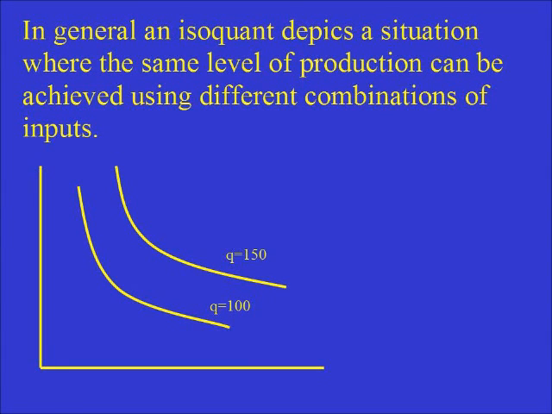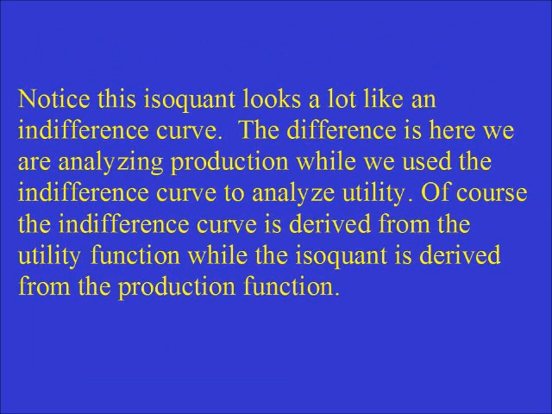Mechanically, as mentioned many times before, it looks a lot like an indifference curve. But instead of having the same amount of utility throughout the curve, we have the same amount of production. This, of course, is because now we're analyzing production, while when we used the indifference curve, we were analyzing utility. Of course, the indifference curve is derived from the utility function, while this isoquant is derived from the production function.